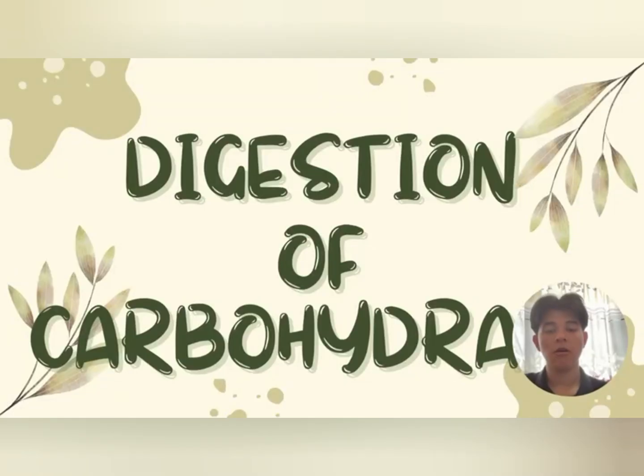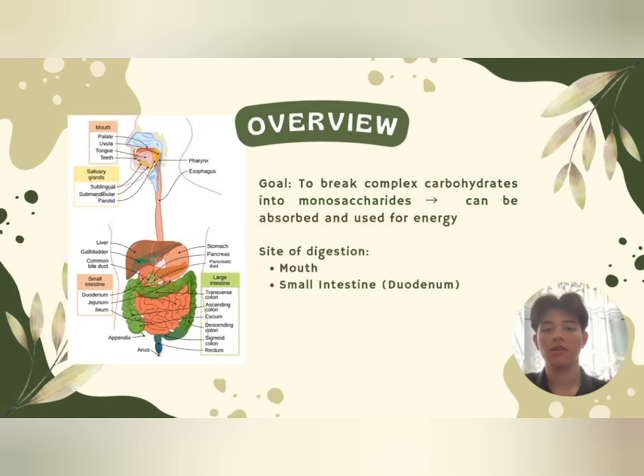My name is Danish, and I will be talking about the digestion of carbohydrates. Firstly, the goal of digestion is to break complex carbohydrates into monosaccharides so that they can be absorbed and used for energy. The sites of digestion are the mouth and the small intestine, specifically the duodenum.